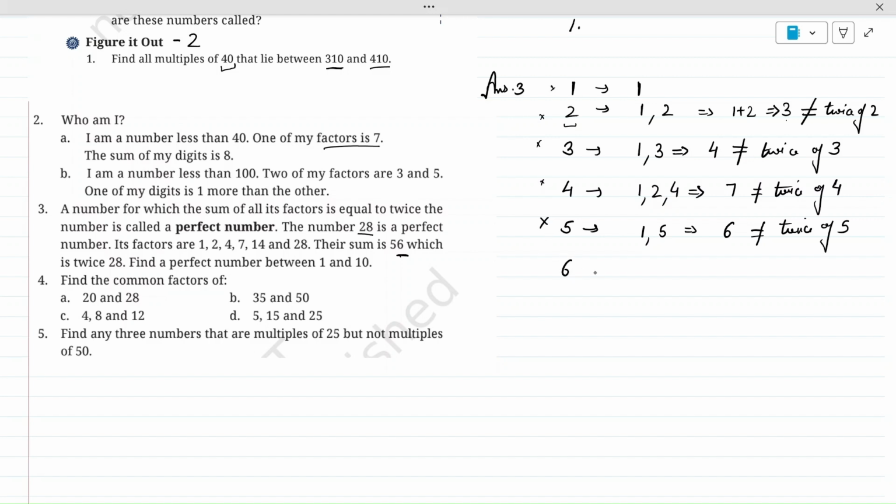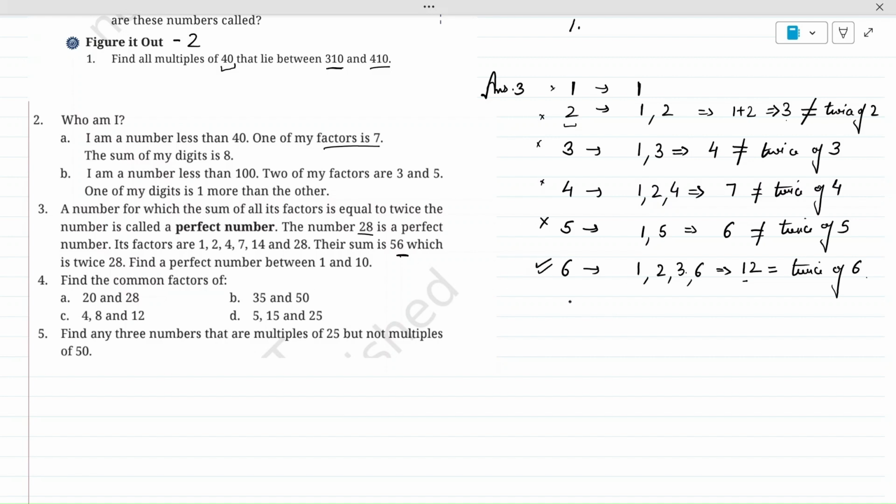Now we will take 6. In the case of 6, we have 1, 2, 3 and 6. These all are the factors. Now let's add. 6 plus 3, 9. 9 plus 2, 11 plus 1, 12. So we get 12 as the sum, which is equal to twice of 6, because twice of 6 is nothing but 12. So that means 6 is our perfect number.